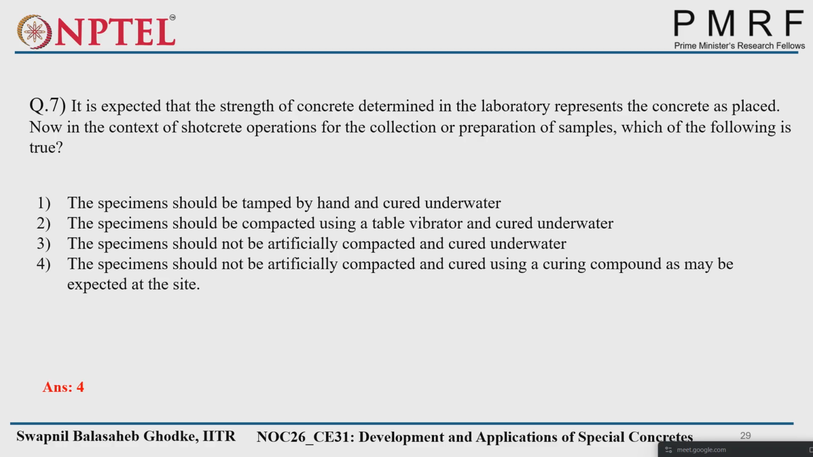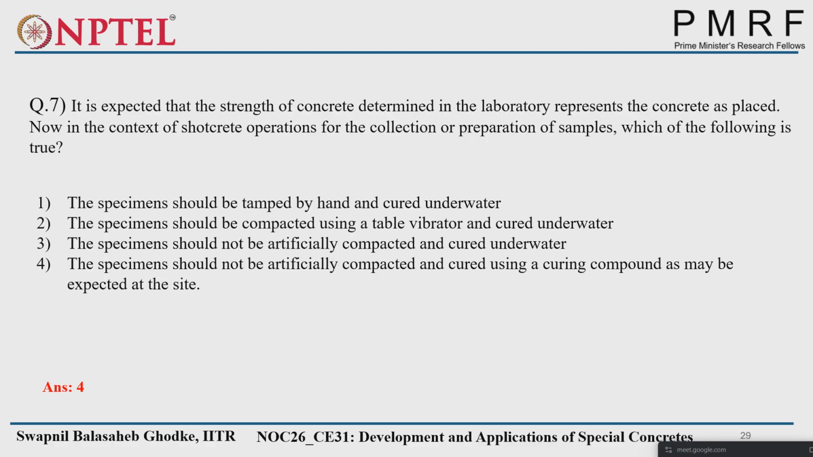Four is the correct answer. Because we are not artificially compacting any concrete. Like in normal concreting, when we place the concrete in the column or beam, we use a vibrator to compact it, or we compact it by hand. But in shotcreting, we are already spraying over the surface, so there is no chance to compact it. In the spraying itself, the pressure is compacting.